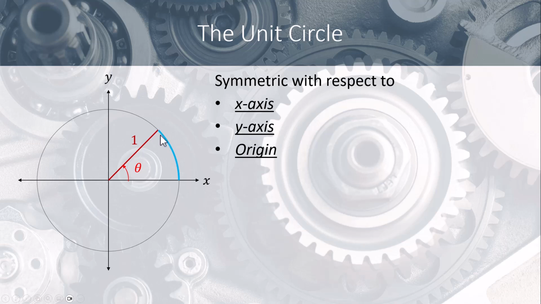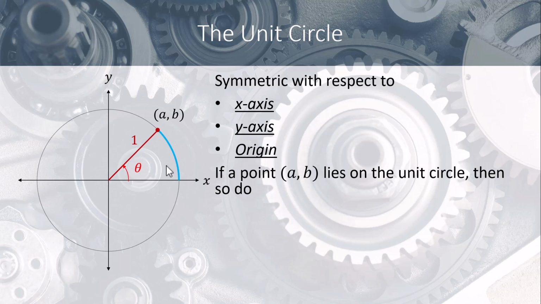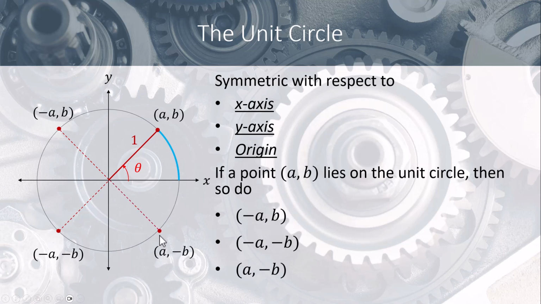We have symmetry with respect to the x-axis, symmetry with respect to the y-axis, and symmetry with respect to the origin. What does all that mean? Well, it basically means that if you have a point that lies on a unit circle, we can call the point (a, b). Then the point (negative a, b) lies on the unit circle in a different quadrant. The point (negative a, negative b) also lies on that circle in yet a different quadrant. And finally, the point (a, negative b) also lies on that circle.